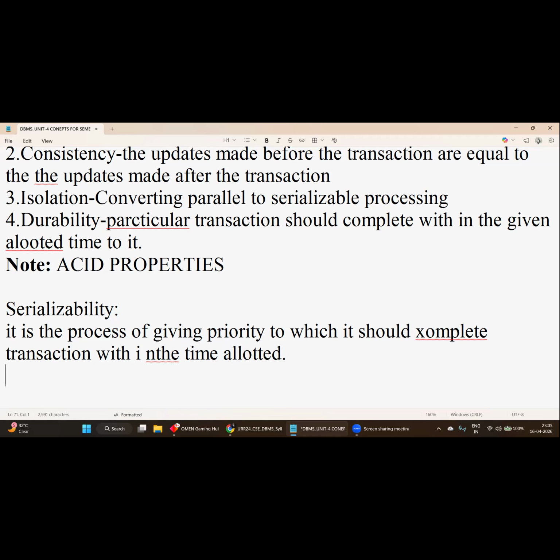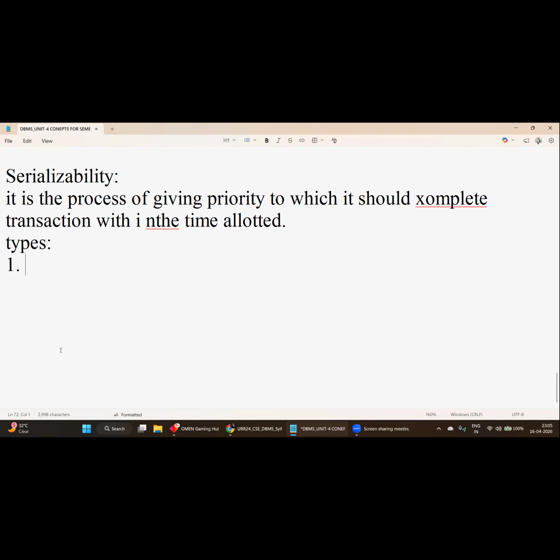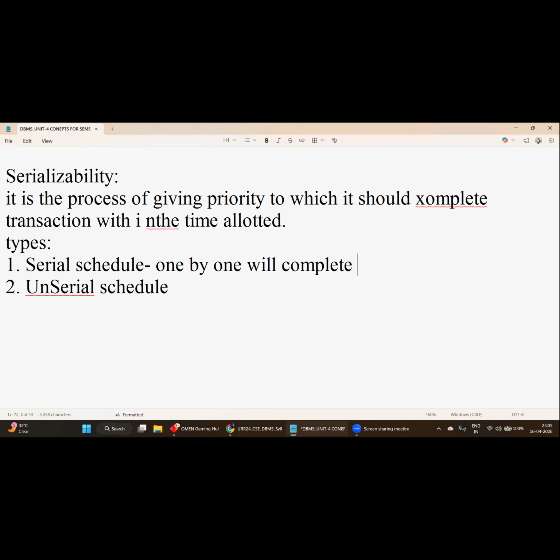So serializability has two types. The first type is serial schedule. The second one is unserial schedule. Okay. Now we will look at the serial schedule. Serial schedule means we complete the transactions one by one. Whereas the unserial schedule is not like that.